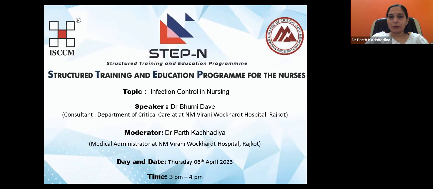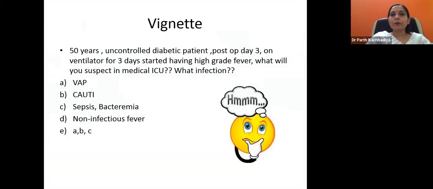So we will be starting with the beginning. A 50-year-old male patient, uncontrolled diabetic, on ventilator for 3 days, started having high-grade fever. What will you suspect in the medical ICU? What infection? This is again a dilemma. We are always confused about what the patient will be having: whether it is VAP, CAUTI, sepsis, bacteremia, non-infectious fever, or all of the 4, or only VAP.